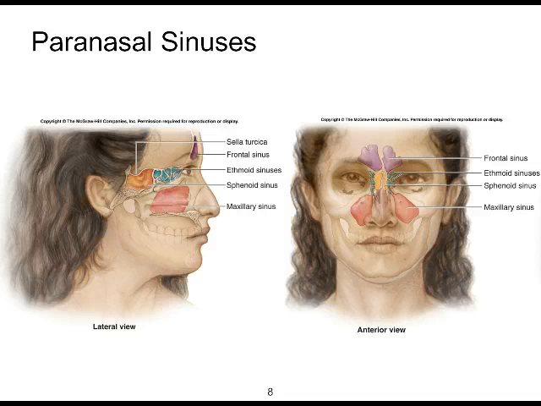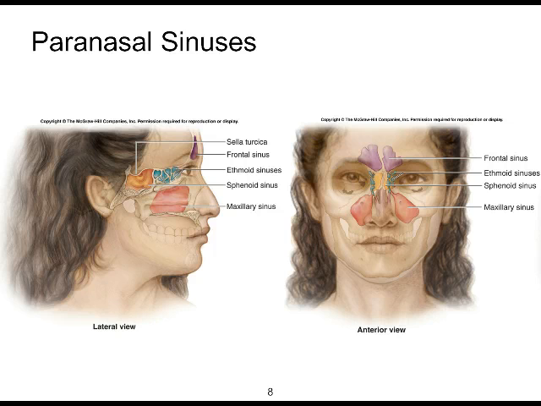Paranasal sinuses are important air-filled spaces within your skull. They have an important function in lightening the skull and also humidifying the air. They also contribute to the resonance of our voice. The paranasal sinuses are located around the nasal cavity, hence the term para for parallel to the nasal cavity. Each of them connects by an opening into the nasal cavity.